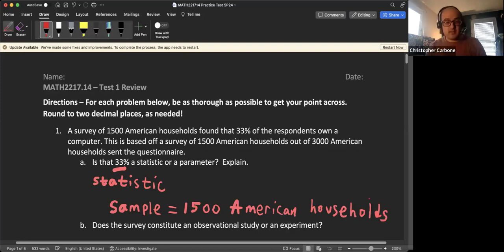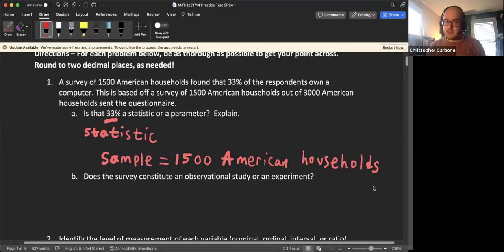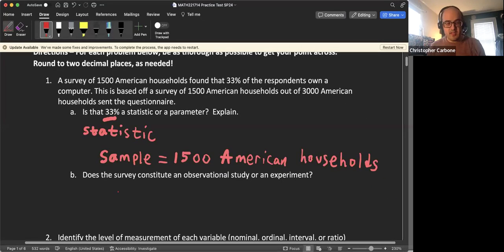And then right underneath that, I asked does this survey constitute an observational study or an experiment? Based on the way this is written, this is going to be an observational study.